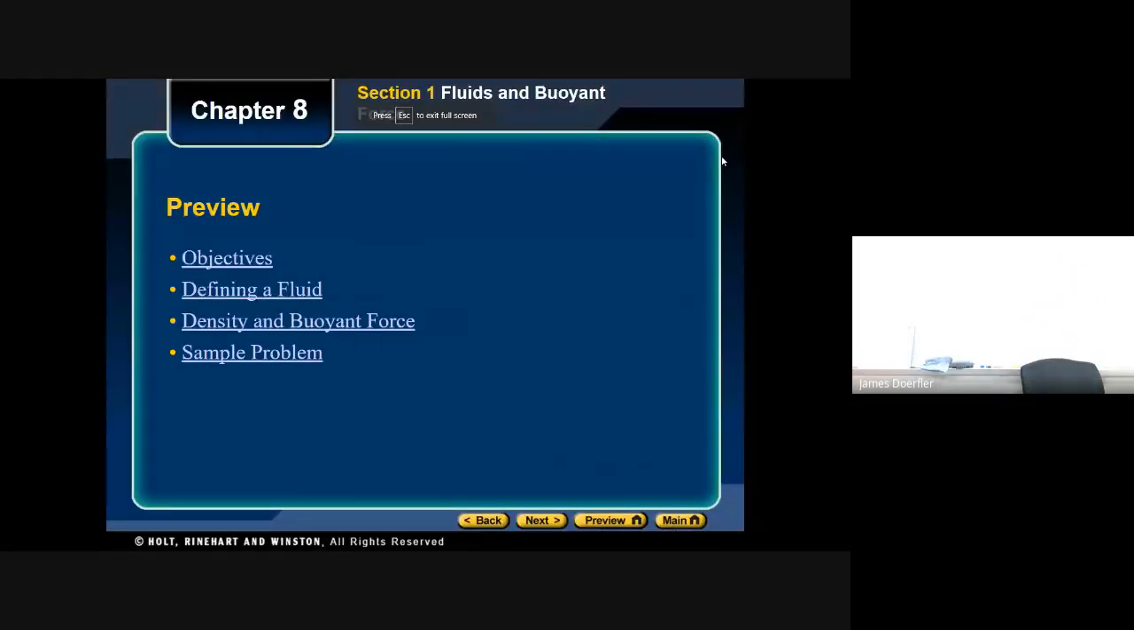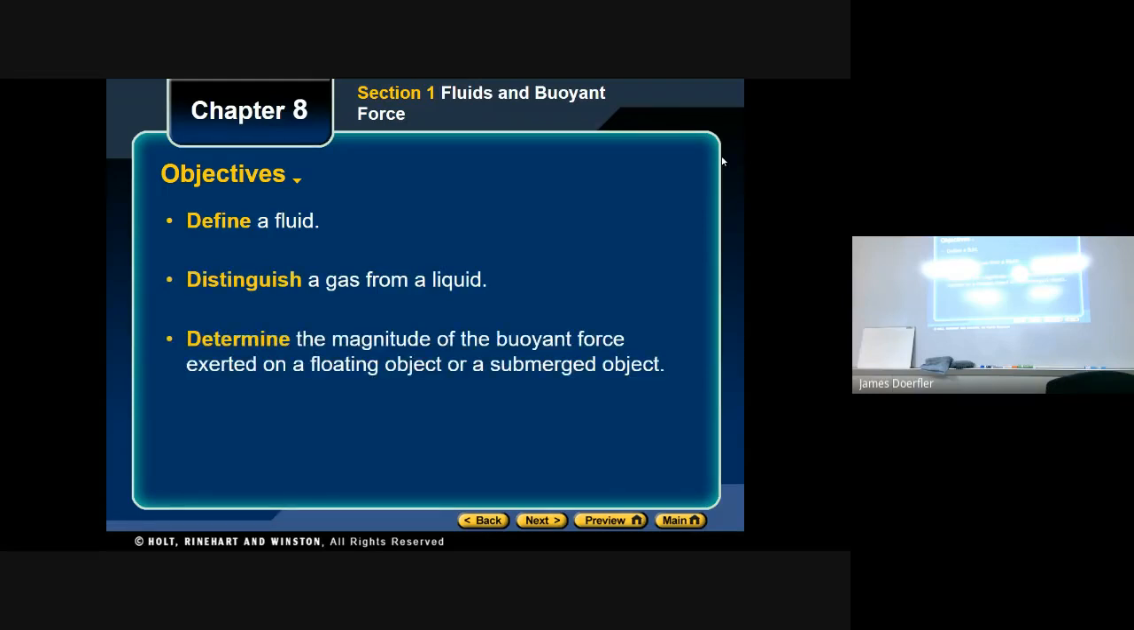So yeah, we'll be looking at fluids almost from an engineering standpoint. In this first section, we're going to be investigating fluids alongside buoyant force. We're going to define a fluid, distinguish a gas from a liquid, determine the magnitude of the buoyant force exerted on a floating or submerged object, and explain why some objects float and some sink.